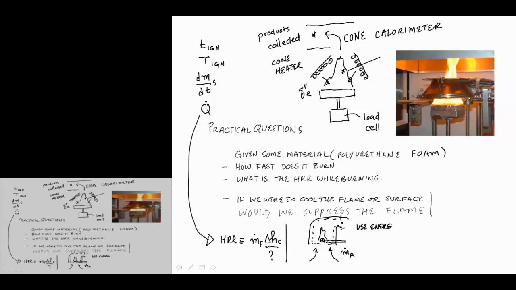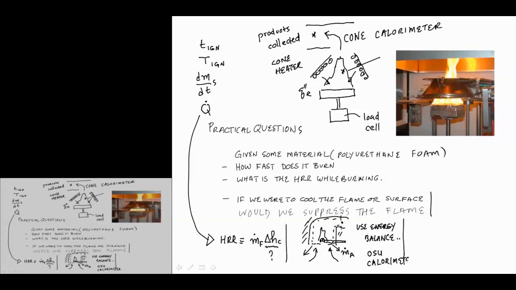The problem with this is that there are all sorts of parasitic losses. It's very hard to insulate this thing well enough. There's radiative losses. So this is a very challenging system to do this. And one of the early calorimeters was called the Ohio State calorimeter, which is the OSU calorimeter, and it was based on this energy balance idea.